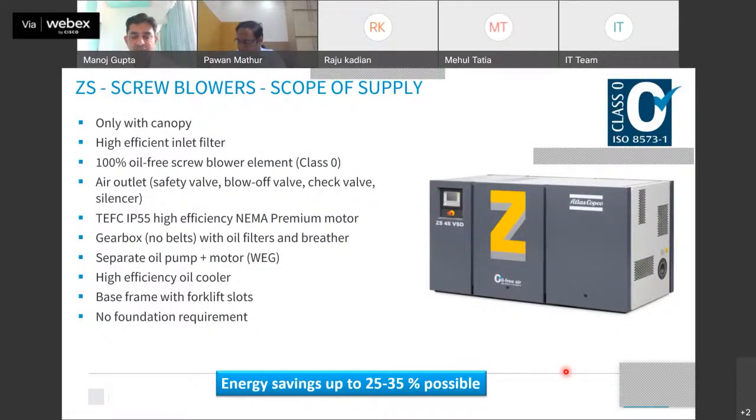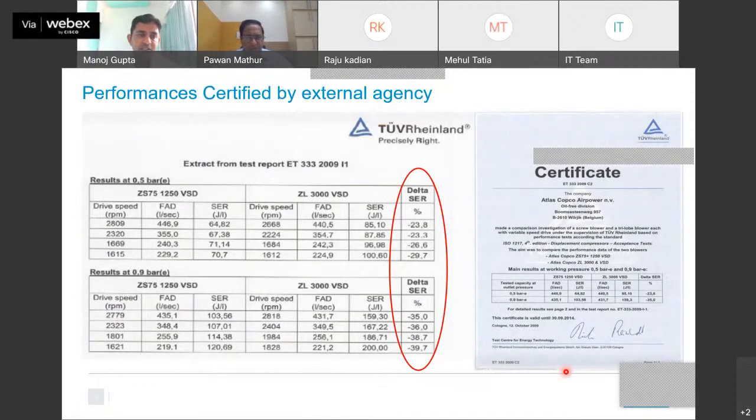The blower that is available with us for low pressure, this low pressure blower versus the screw blower, gives energy saving of up to 35%. If you see the comparison of our low pressure blower versus the screw blower, the energy saving is up to 35%, and it is certified by TUV also.